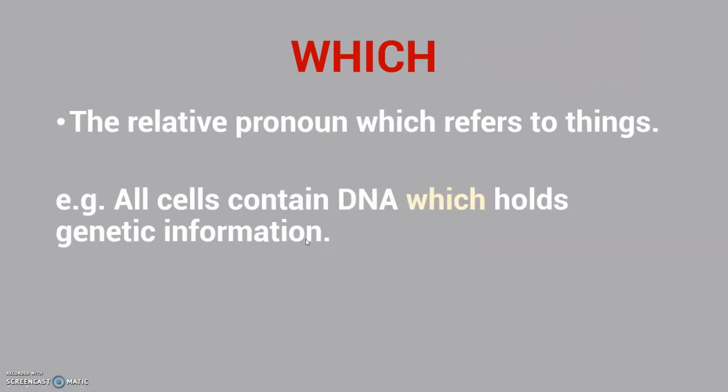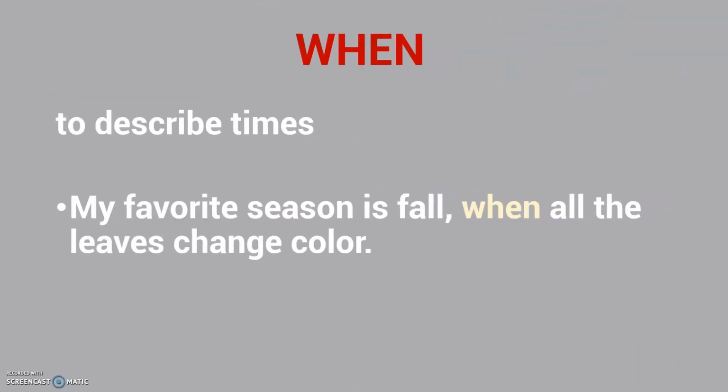Let's continue. We have which, which refers to things. We know that already. Like, for example, all cells contain DNA, which holds genetic information. We know that. But we also have, for example, the pronoun when. This is to describe times, alright? For example, my favorite season is fall, when all the leaves change color.